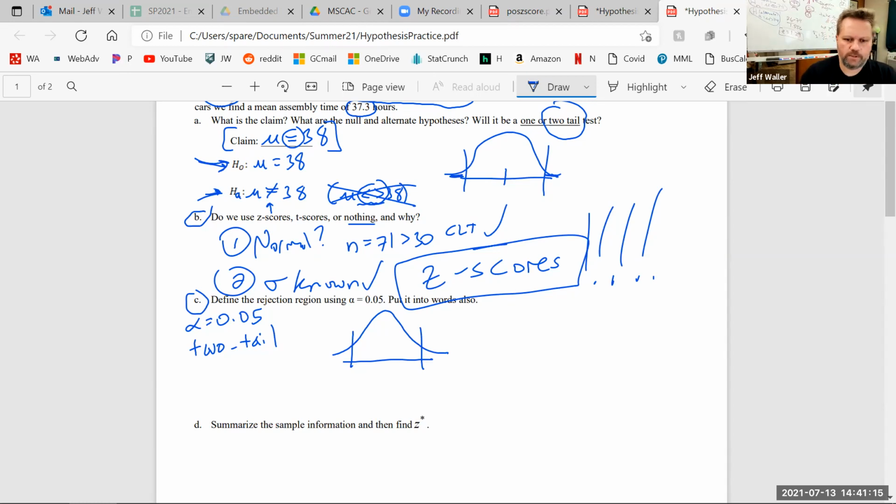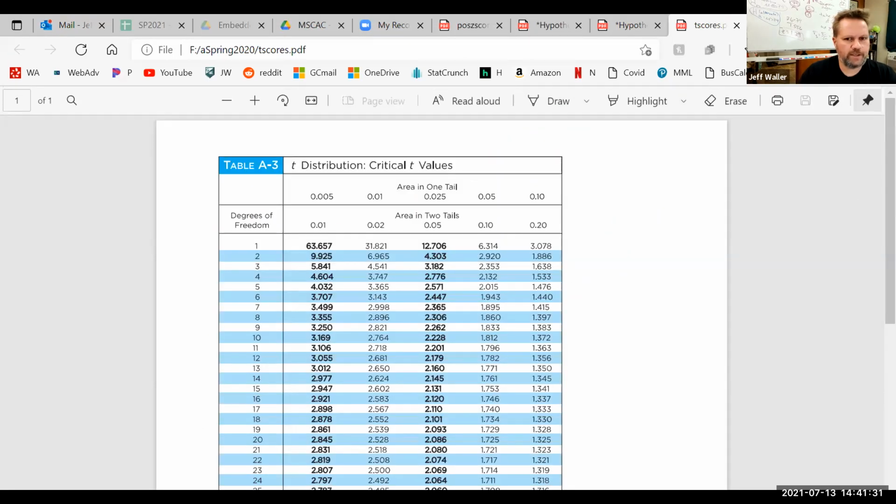Let's see, maybe I should open up the t-score chart. Oh, t-scores, where are you? There you are. Aha. All right, so let's look at our t-score chart. Oh man. Sorry, I'm going a little stir crazy.